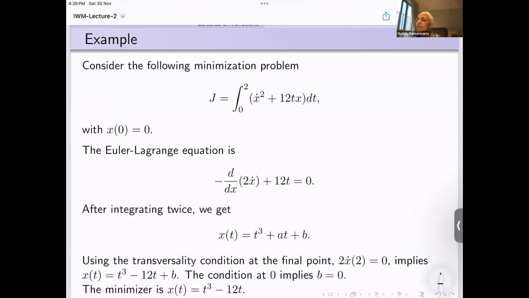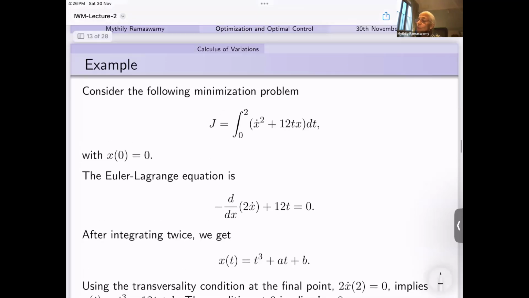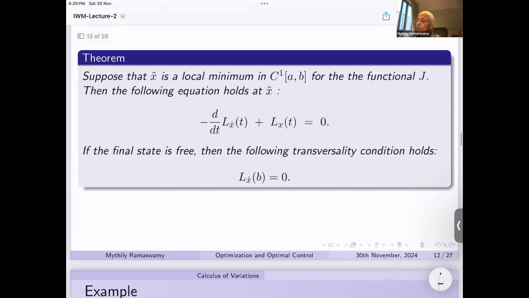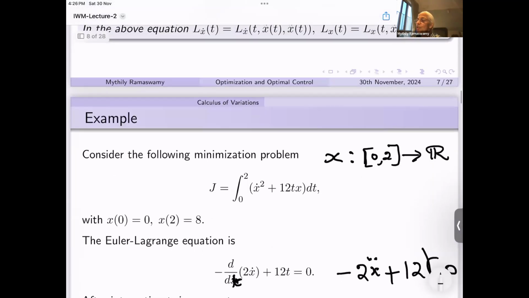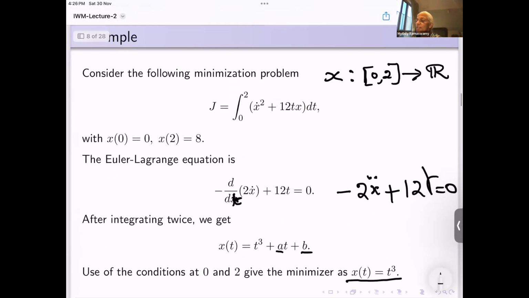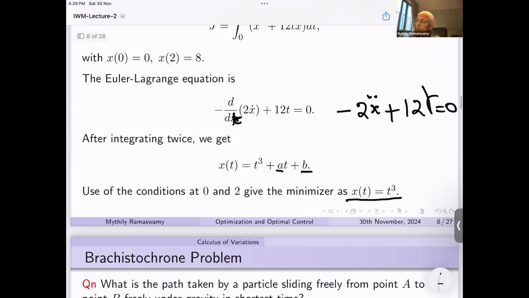Consider the following same minimization problem I have taken: the integral of x dot square plus 12tx dt, from 0 to 2, but now only x(0) is 0. So you remember it's the same problem I did before. Initial condition x(0) is 0. I had final state as 8. That was fixed. Suppose I drop the final state. So the final state is free.